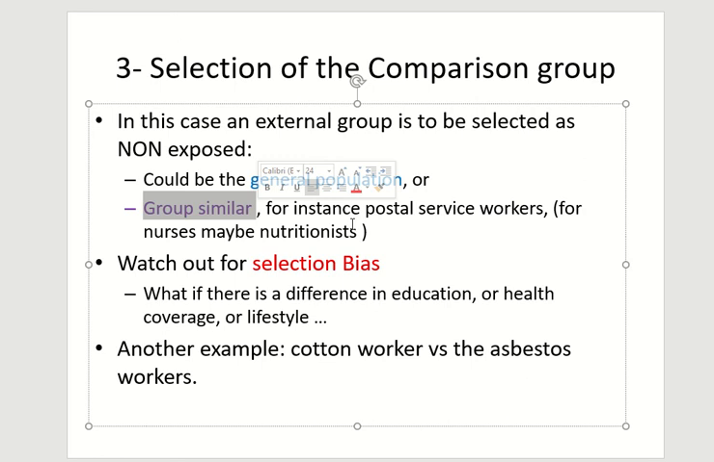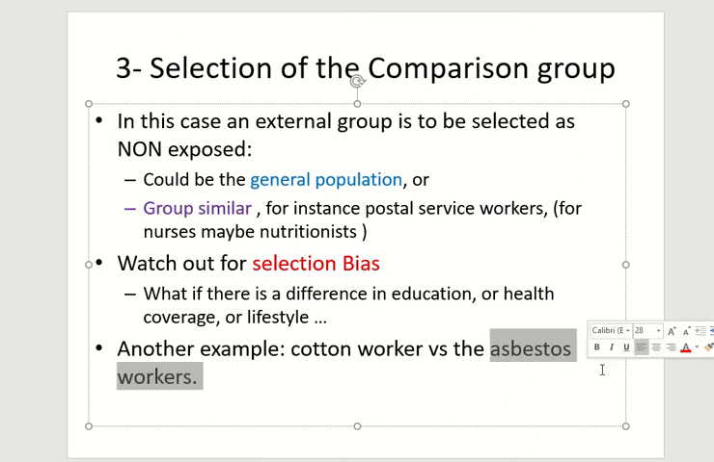So another example, if I'm making a special exposed group, asbestos workers. I wanted a group of people exposed to asbestos. Where do I get them from? I go to asbestos workers. However, all of them are exposed. So I can't get an internal comparison group.